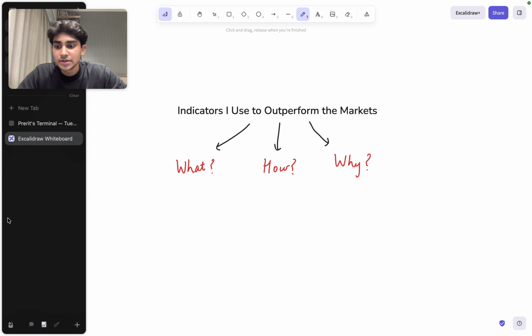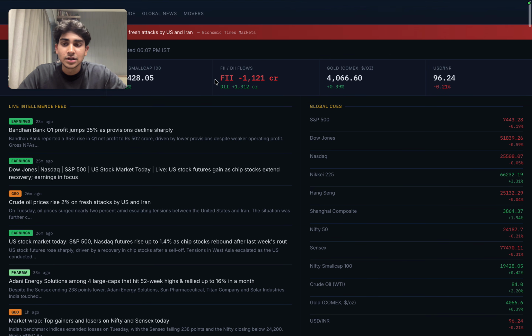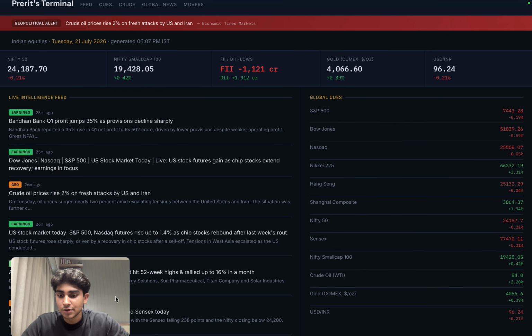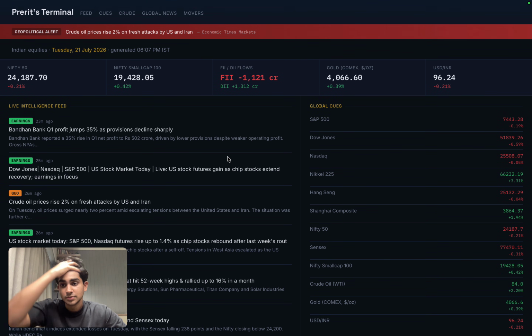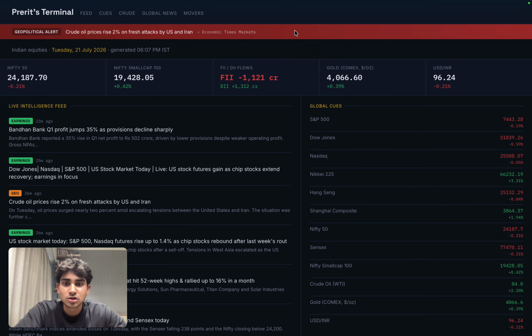Now we'll start firstly with my Claude terminal. So as you guys can see over here, I have built this terminal and I'll just move my camera as well. So it is Prelude's terminal, and you can see very clearly that this is my news terminal. So what this shows me is exactly the news that is flowing into the markets. What are the earnings news? What are the geopolitical news? What is going on in the pharma space, for example?